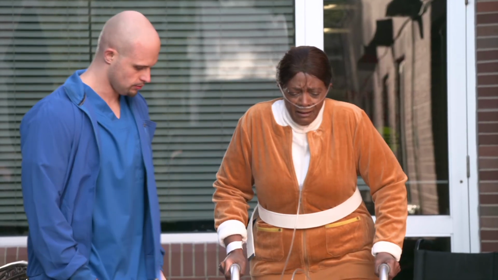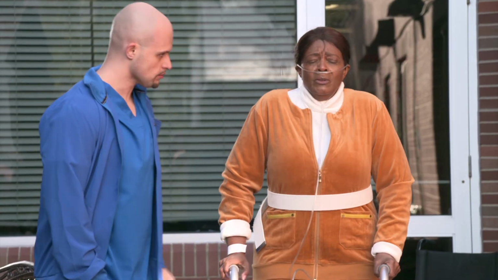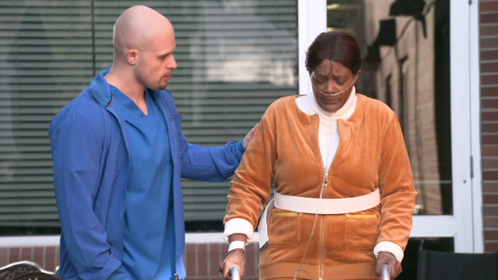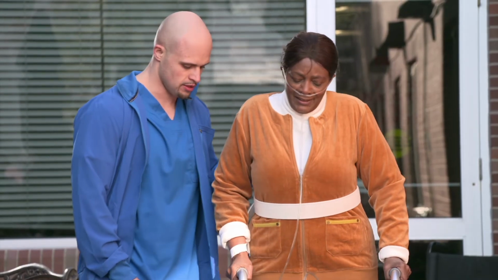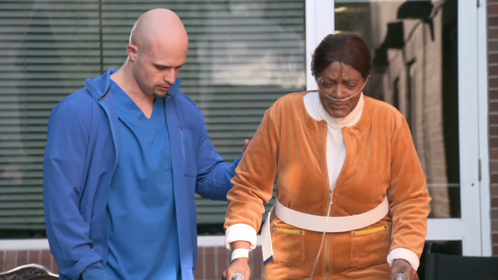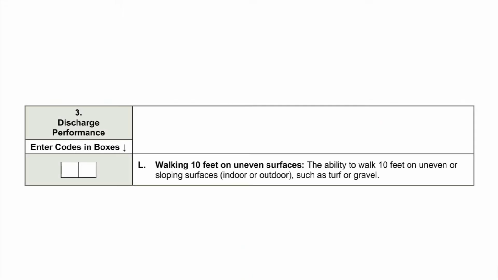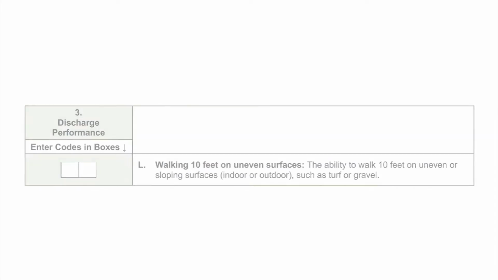At one point as she ambulates over the uneven surface, Ms. Carlson stops to catch her breath and momentarily rests. The nurse checks in with Ms. Carlson to ensure she is able to continue and provides light touching assistance as Ms. Carlson completes the activity. How would you code Ms. Carlson's discharge performance for GG0170L, walking 10 feet on uneven surfaces?